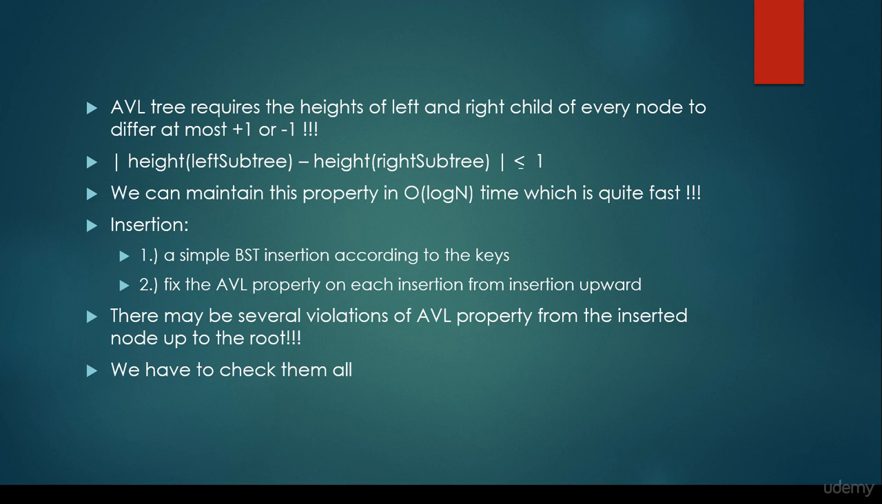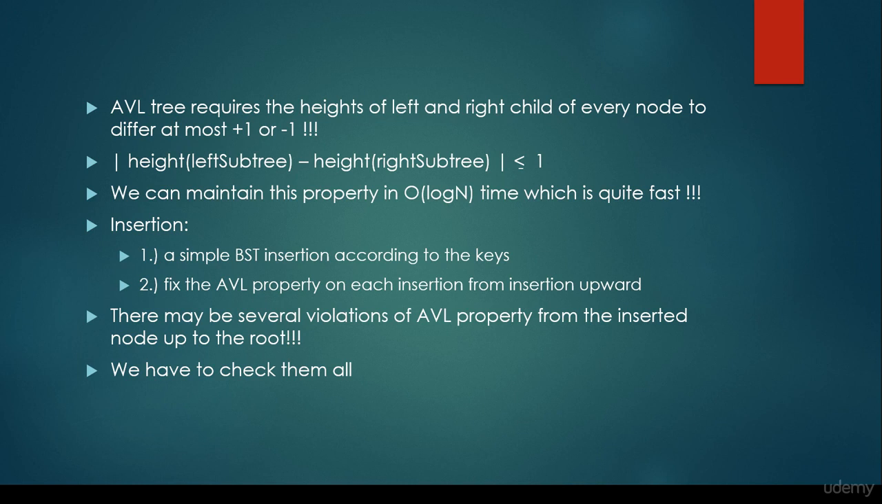If it's smaller or equal than 1, it means that the binary tree is balanced. If it's greater than 1, it means that we have to rotate it, we have to make it balanced again. So we can maintain this property in O(log n) time, which is quite fast. The overall logarithmic time complexity is not going to be violated.